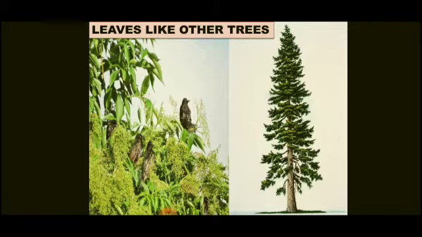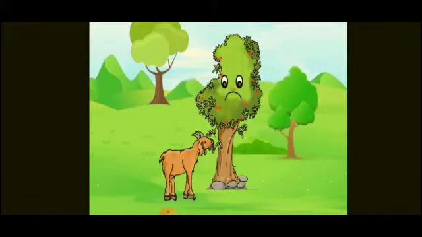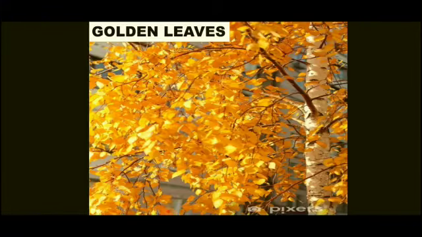The next morning the leaves of the fir tree became like other trees. And what happened was, the goats came there and started to eat the leaves of the fir tree, because they were so short and comfortable for the goats to eat, and they ate all the leaves. Again the fir tree became so sad. So again the magician came, and the fir tree said, no, I don't want my leaves to be like other trees. I want golden leaves so that the goats will not eat my leaves.